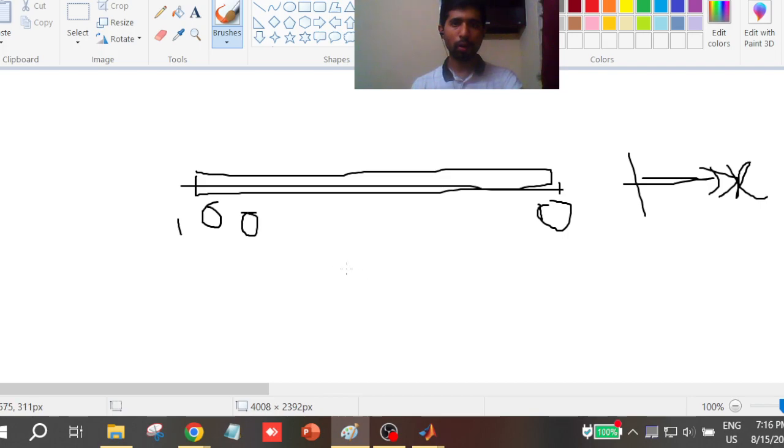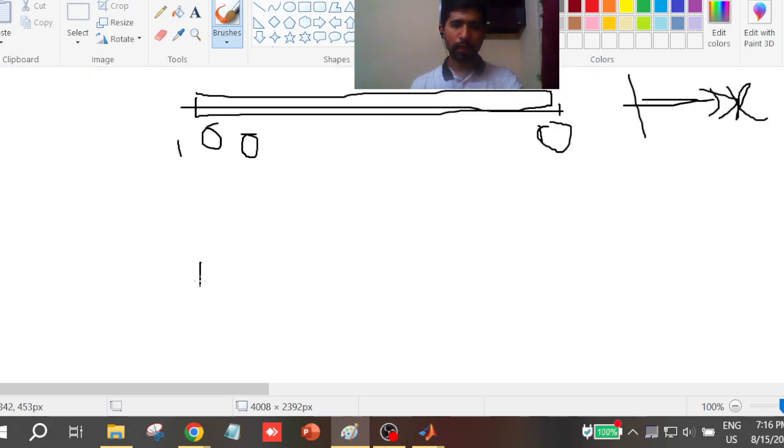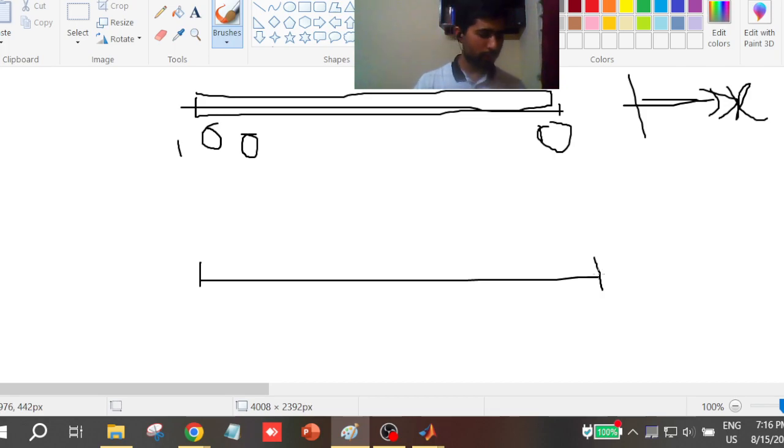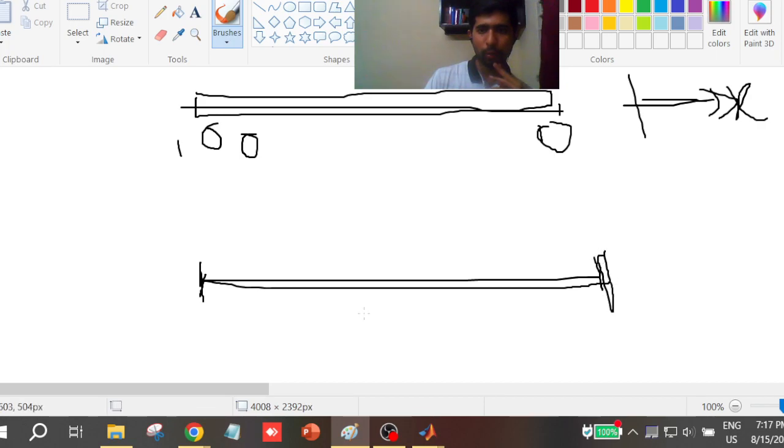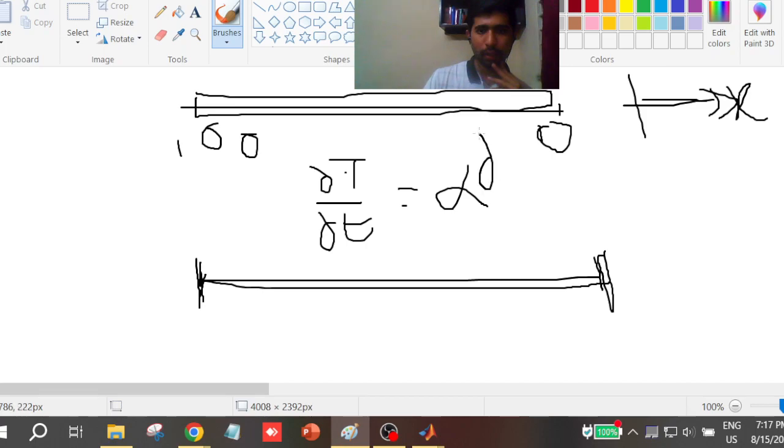Now what do you do? First step, can you write down on the chat box, what do you do? What is the first step here? What do I need to do with this domain? This is my 1D domain. So the equation is dou T by dou t is equal to alpha into dou square T by dou x square.